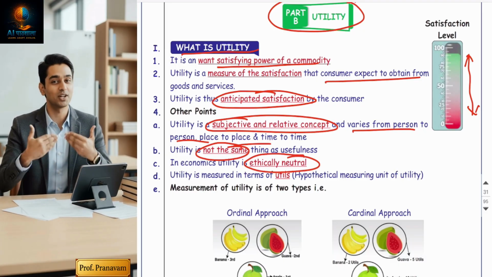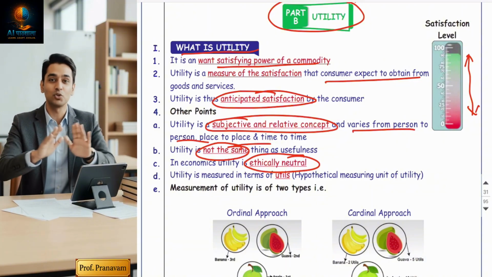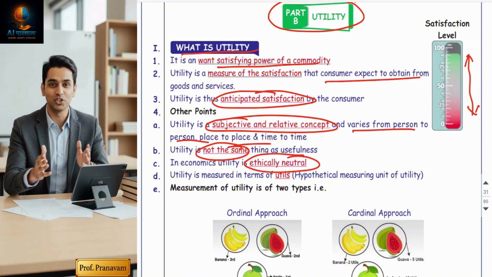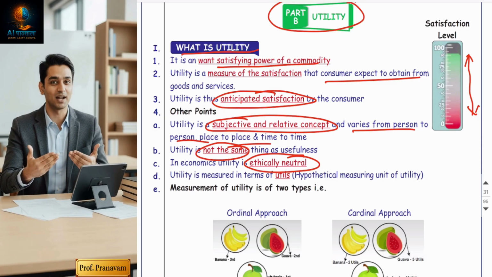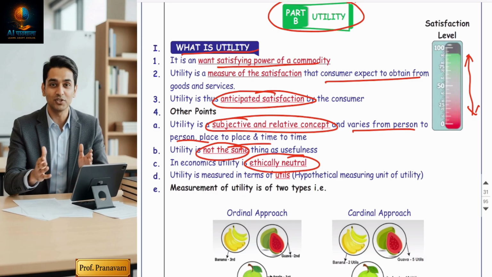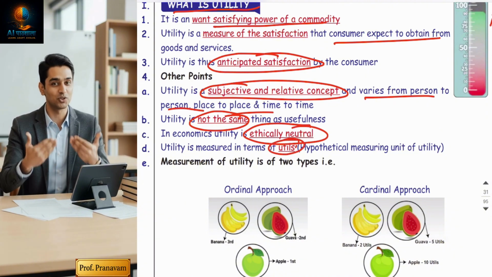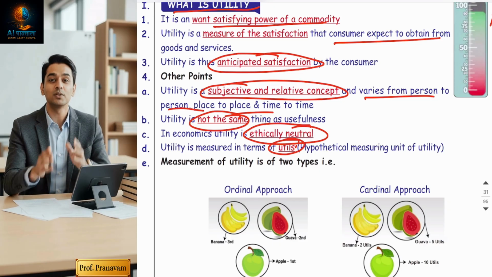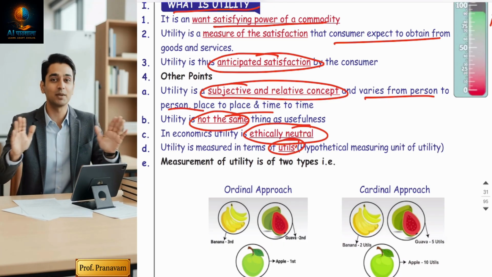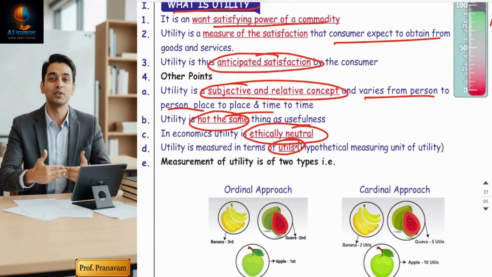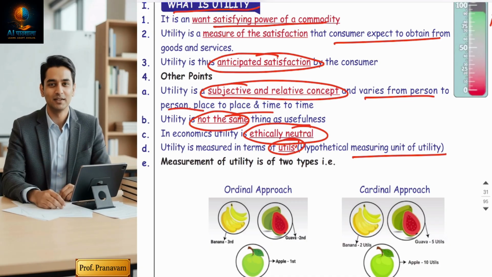Now, sir, you will think, you are measuring satisfaction, but satisfaction is a psychological concept. How can you measure it? No one can measure their own satisfaction level. It can just be felt. Am I correct? Yes. So to explain this utility chapter, Alfred Marshall used an assumed measurement term, that is utils. Alfred Marshall says we will be able to measure the satisfaction level in terms of utils. So utils are units of utility, which are hypothetical units of utility.